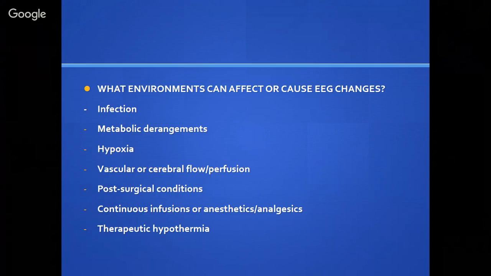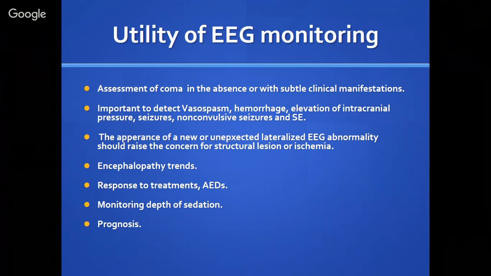So I'm giving it, right? And among the many uses of the EEG is also to assess hypothermia, right? And we have the protocol here, which is now called targeted temperature control. Because there used to be real hypothermia, from like 33 to 35 degrees, but now we use 36. It's just to avoid fever, and to save money on multiple labs. All right. The utility of EEG monitoring: assessment of coma in the absence of clinical manifestation, to detect vasospasms, hemorrhage, ICP elevation, seizures, non-convulsive seizures, and status epilepticus.